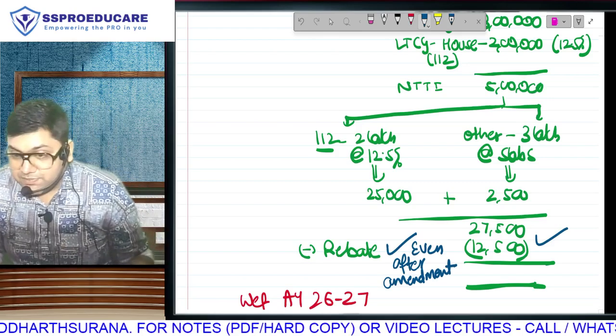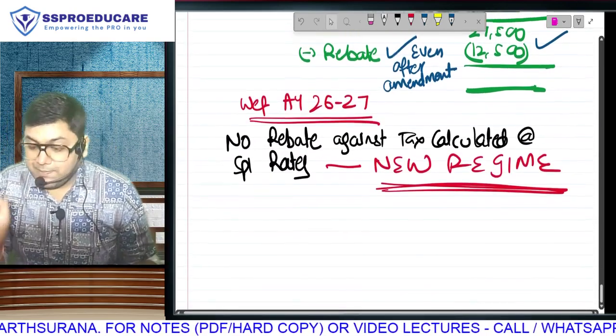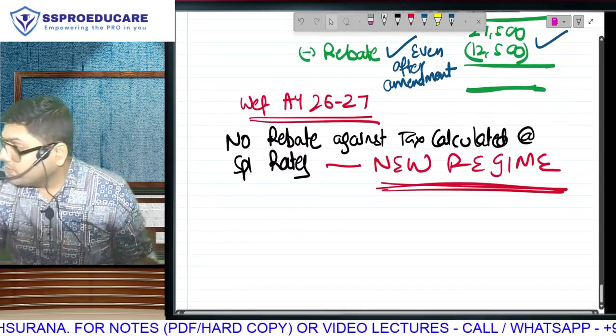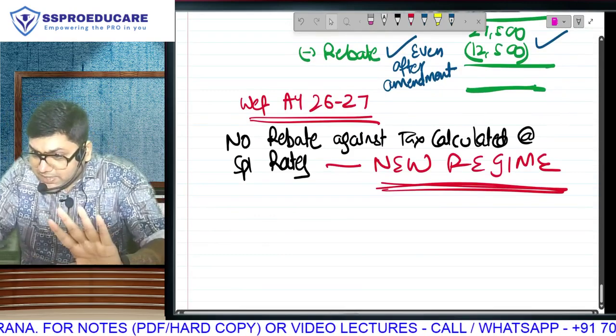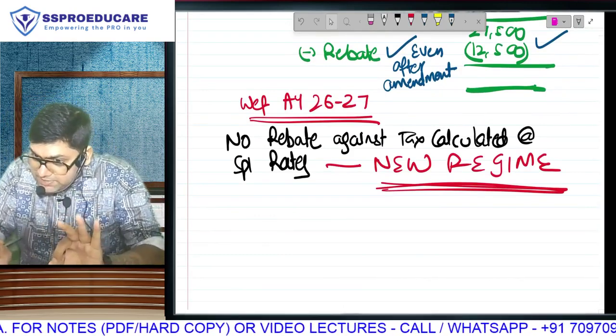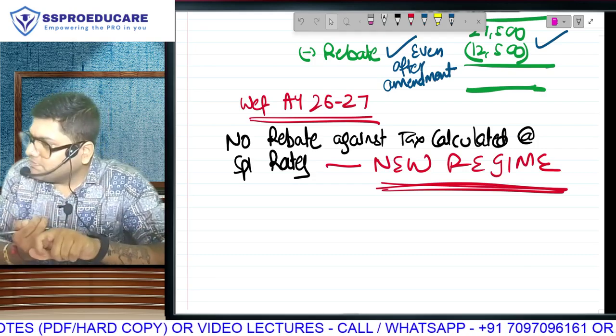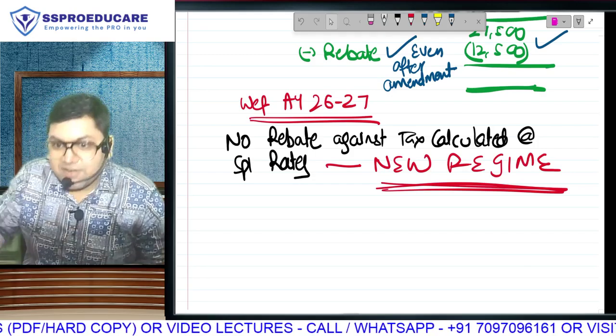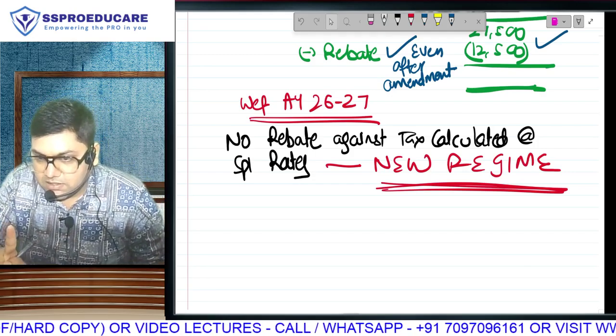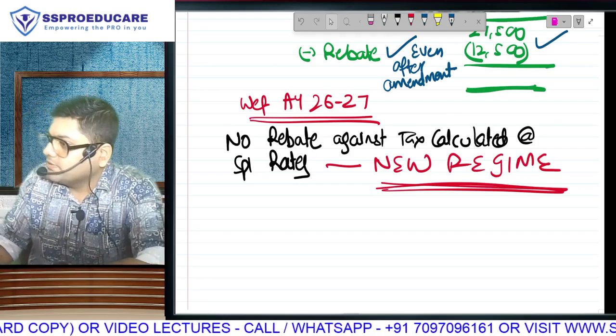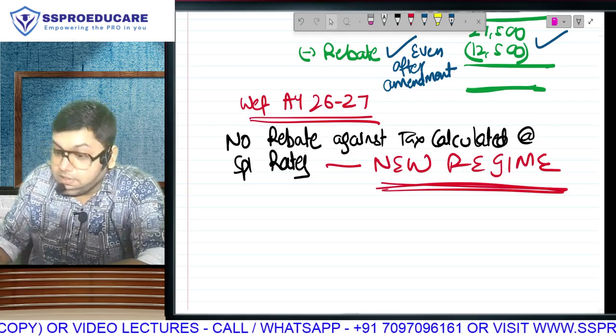In old regime, there is no change. The amendment is applicable to rebate of new regime. One minute, we haven't started new regime as yet. When I come to new regime, I will tell you the condition of rebate and the quantum of rebate as per new regime, and I will write this amendment again. This amendment has come only for new regime.